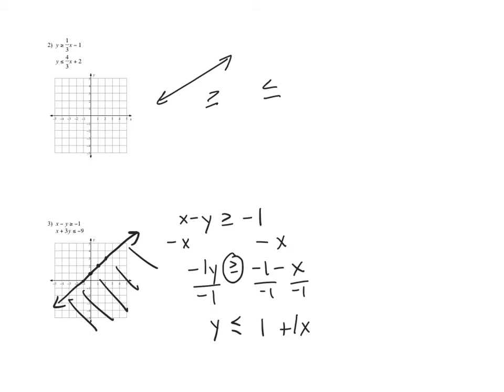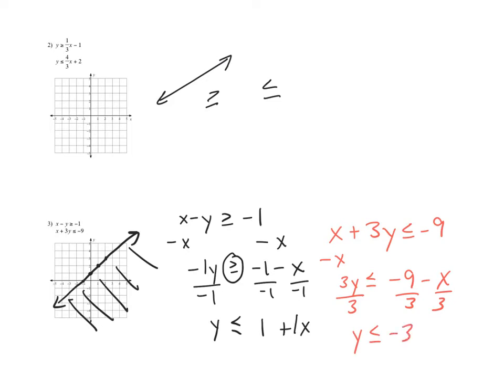The next equation is x plus 3y is less than or equal to -9. Again, y is not by itself. If I subtract x from the other side, I have 3y is less than or equal to -9 minus x. I divide by 3. Y is less than or equal to -3 minus 1/3 x. So this time my slope is -1/3 and my y-intercept is -3.